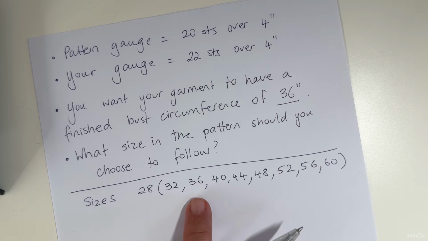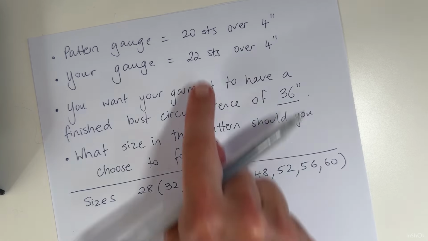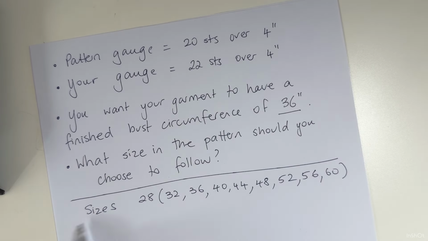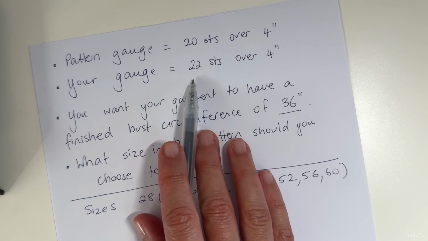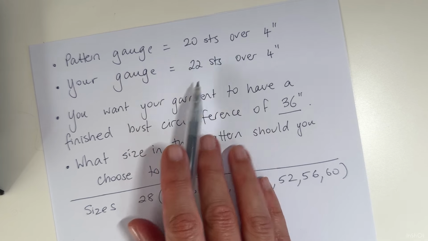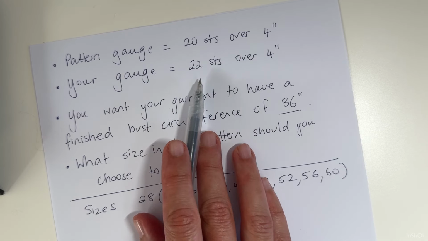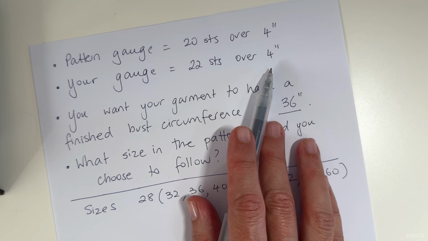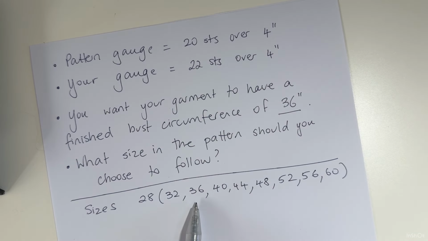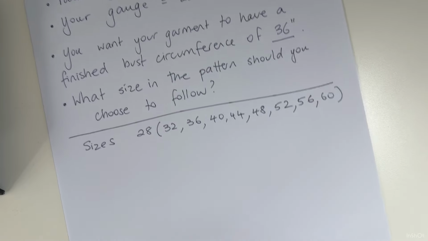Now if you choose to actually knit the 36 inch size, you're not going to end up with 36 inches if your gauge is 22 stitches, because this is based on getting a gauge of 20 stitches. So if you get 22 stitches over 4 inches and the pattern gauge is 20 stitches, your stitches are smaller because it takes more of them to make a width of 4 inches. So because your stitches are smaller, if you knit the 36 inch size, your finished garment will be smaller. So you could just choose to follow a larger size, but which one should you pick? How much bigger do you need?